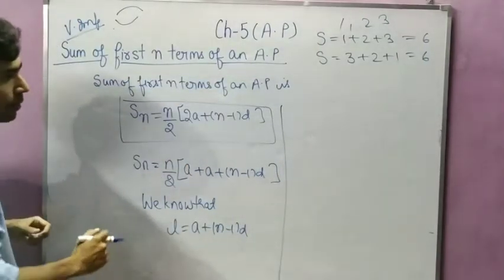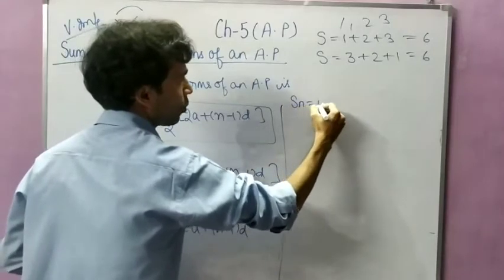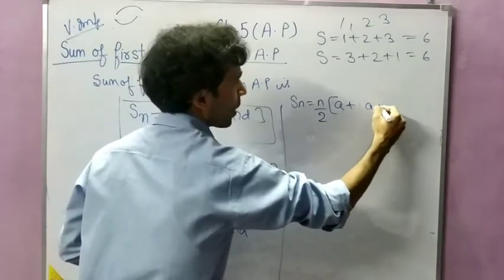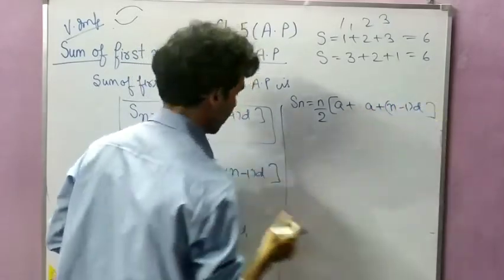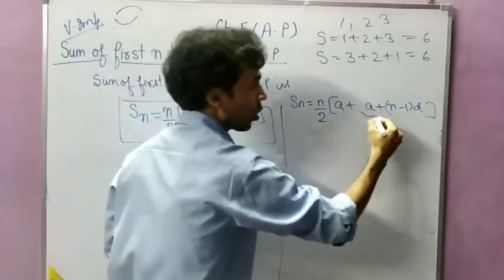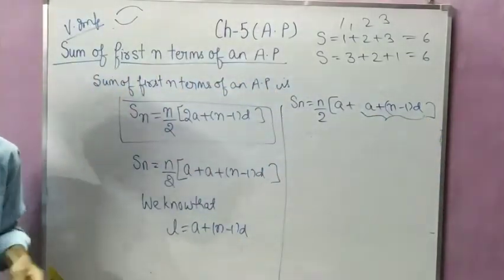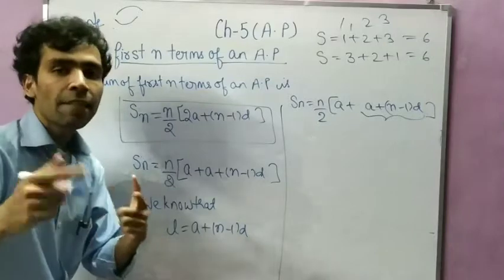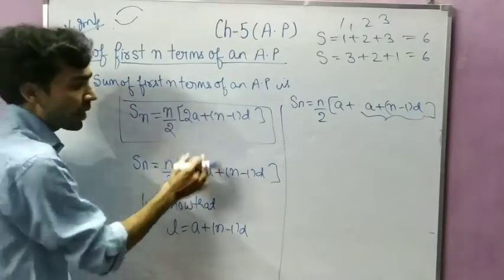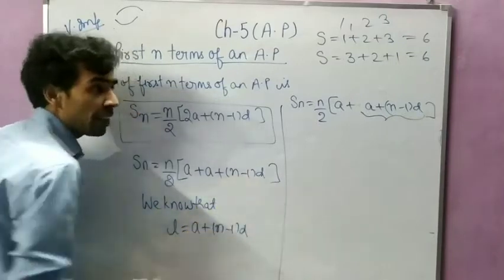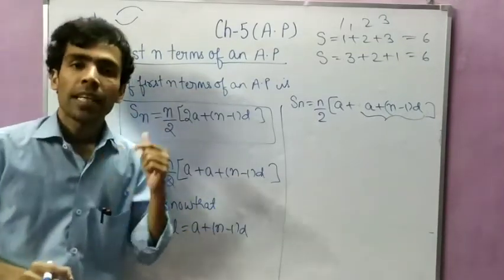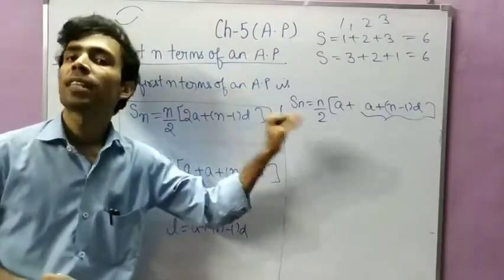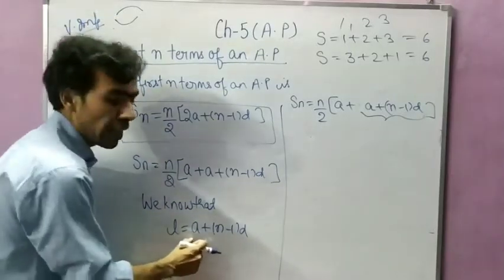Now see, Sn is equal to n by 2, that is, a plus n minus 1 d. In place of this we can put small l. This is the first formula, and with the help of it we can derive one more formula. This 2a can be written as a plus n minus 1 d, and because in the given AP there were only n terms, its nth term will be its last term. So we know that l equals a plus n minus 1 d.